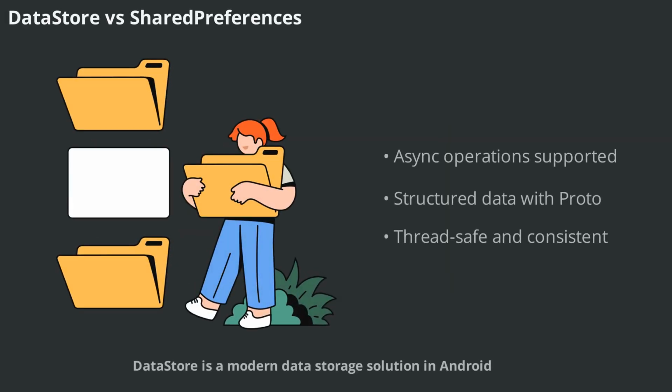DataStore is a modern data storage solution in Android, replacing shared preferences for asynchronous operations. Preferences DataStore stores key-value pairs, while Proto DataStore uses protocol buffers for structured data. DataStore operates asynchronously, supports Kotlin coroutines, and guarantees data consistency across threads, making it ideal for scalable apps.